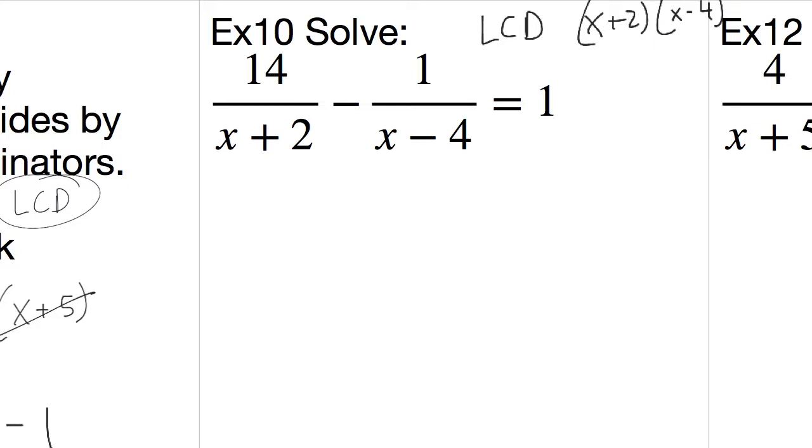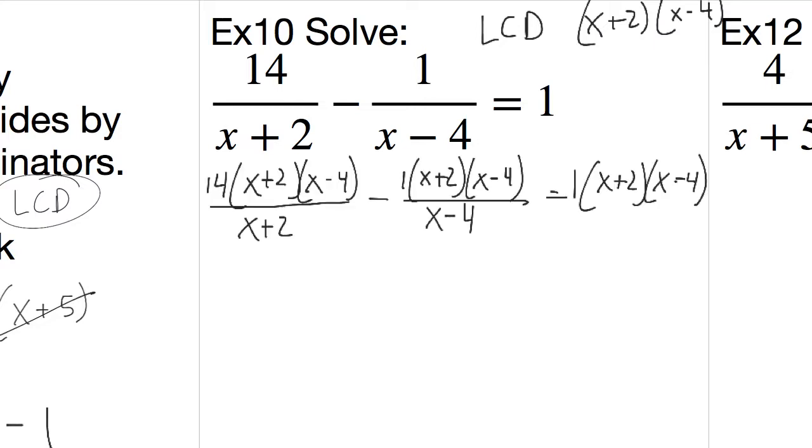Multiplying. So if you multiply all three terms by the least common denominator, you get this. 14 times x plus 2 times x minus 4 all over x plus 2, minus 1 times x plus 2 times x minus 4 all over x minus 4, equals 1 times the least common denominator, x plus 2 times x minus 4. Wow. You thought it looked like a unwieldy beast beforehand. Now it just made it a whole lot more complex.